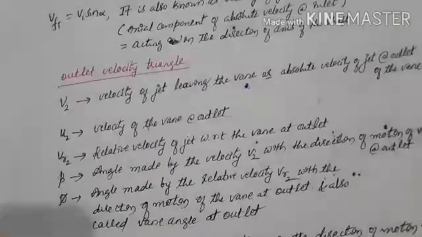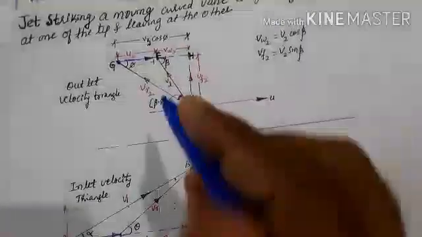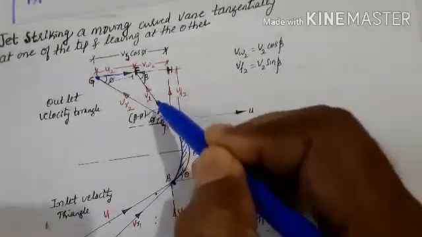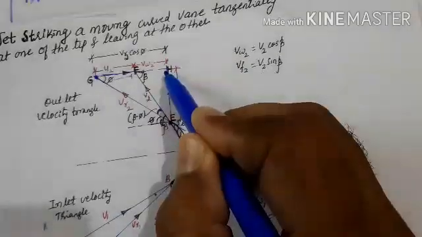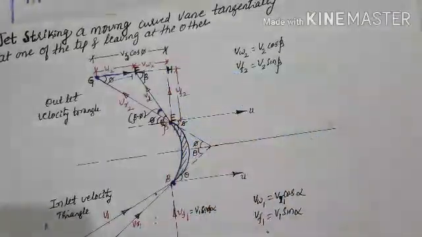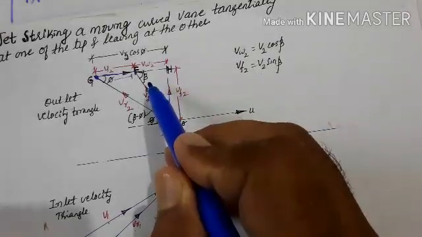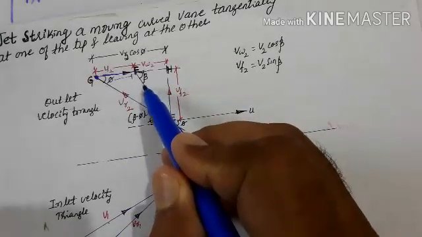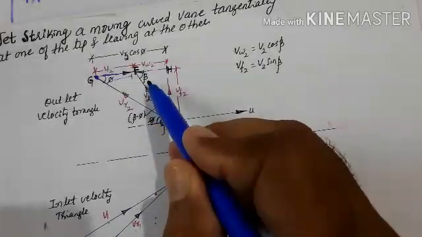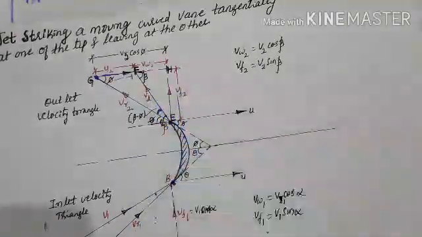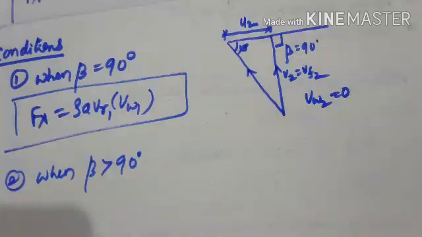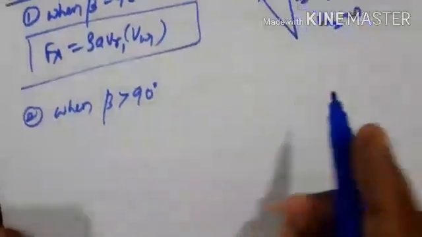Here beta represents the angle made by the velocity V2 with the direction of motion of the wave. Okay, so this beta is the angle made by V2 with the direction of motion of the wave. When this beta is greater than 90 degrees, how will the figure be?